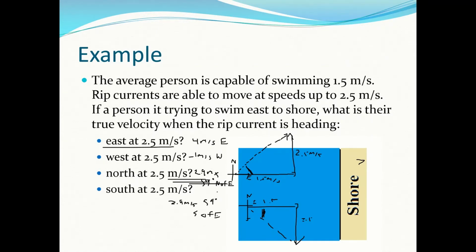So we add them differently when they're 2D vectors compared to when they're 1D vectors, and it's really important that you know that, and you don't ever try to add these ones together by just going 2.5 and 1.5.